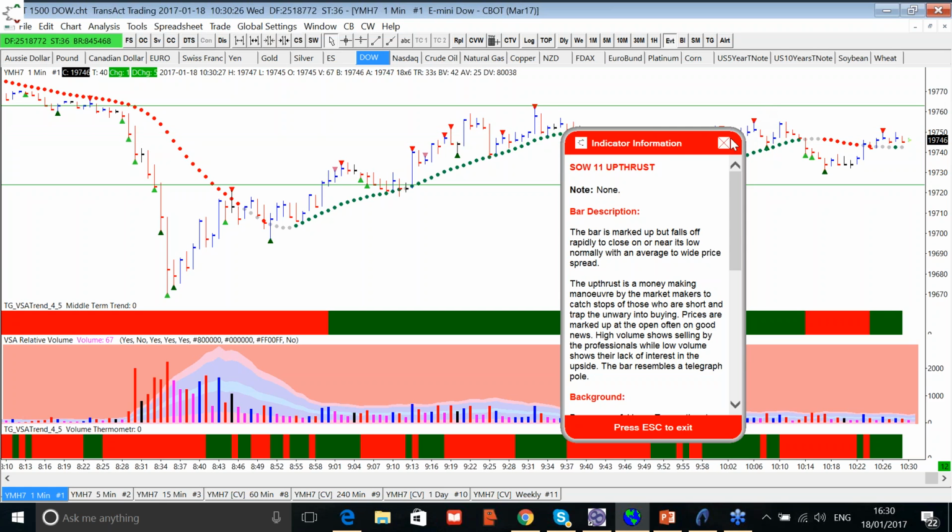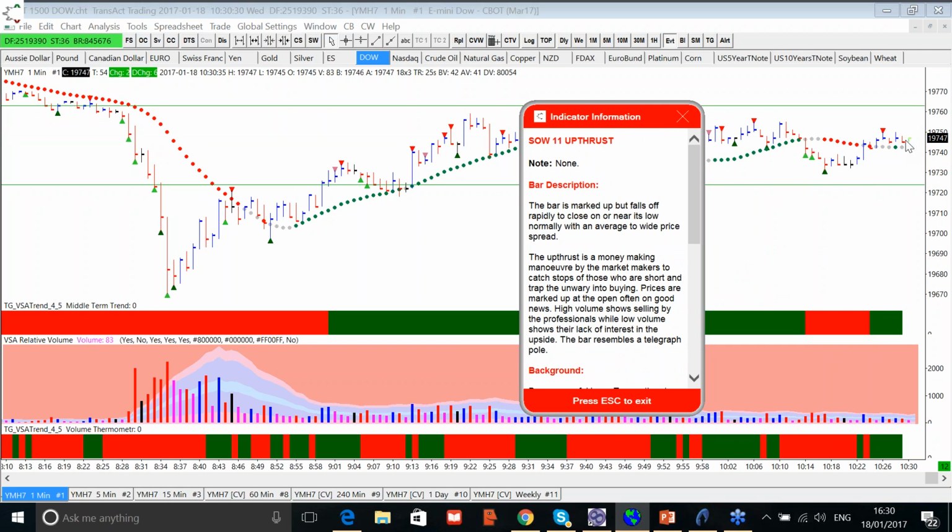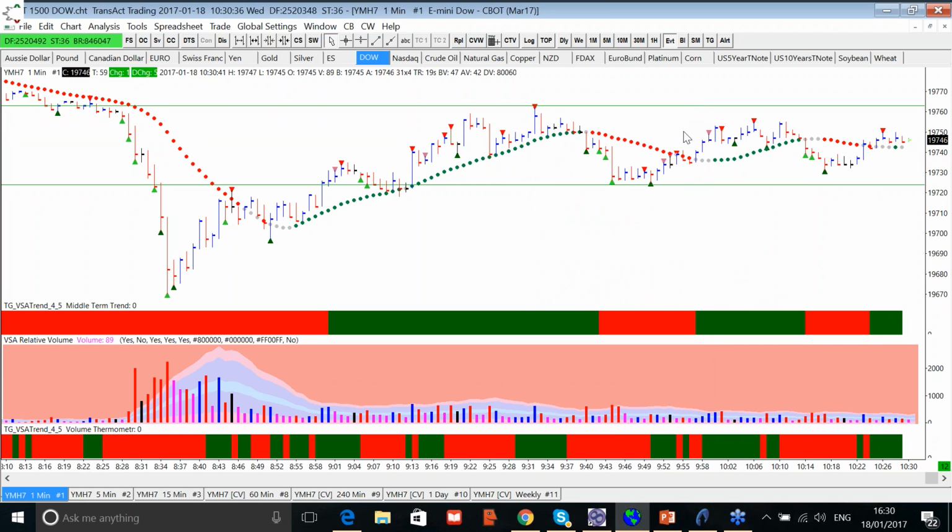Let's just get rid of that for a second. Into the same area, it's the same thing. Now again, this could go either way, but if I see a no demand bar now, we'll get an alert. But it's doing the same thing. And this is live. I mean, this is not with PowerPoints. You're seeing it actually as it's happening.